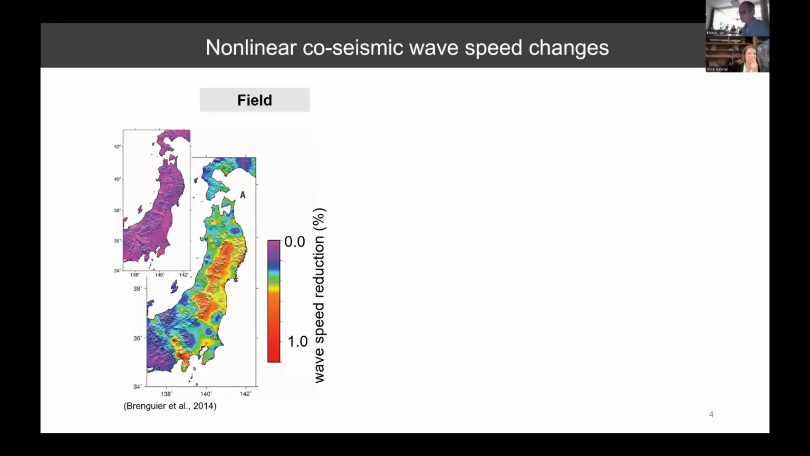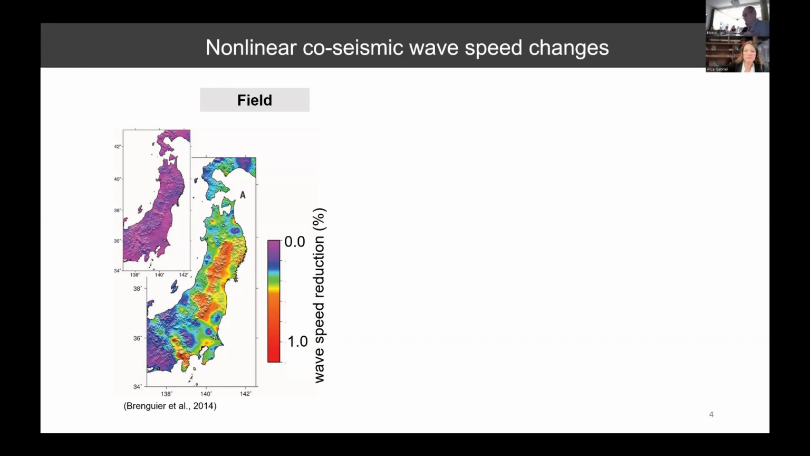On the top left panel I show the wave speed changes before this earthquake. During this earthquake, the seismic wave passed through the entire Japan, and it induced local structure changes. This plot shows the distribution of a heterogeneous wave speed reduction in Japan. The more reddish the color, the larger the wave speed reduction is, ranging from 0% to 1%. And we want to understand what the mechanism behind it is.